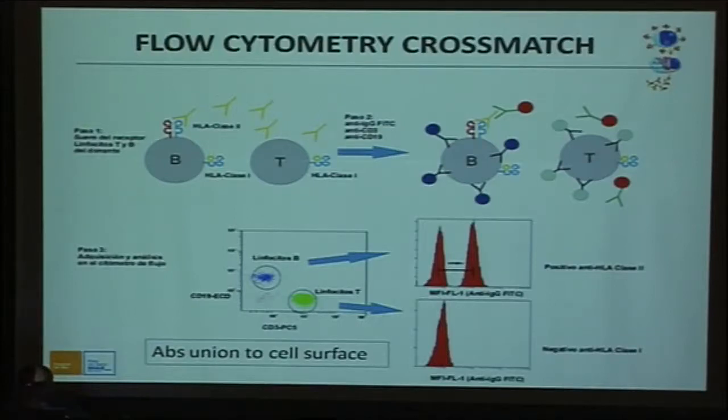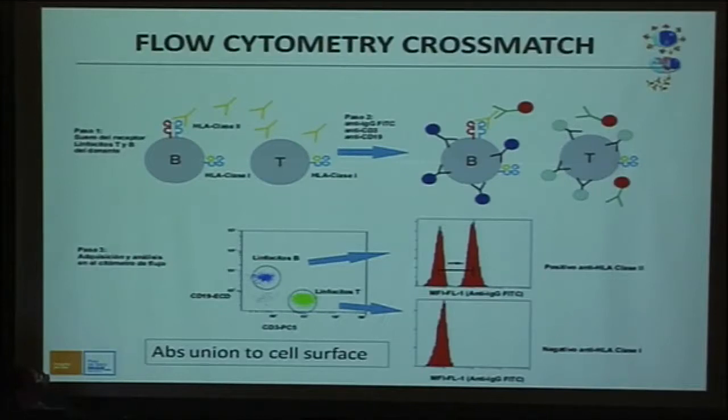This includes B cells and T cells. And the main issue with the B and the T cells is that the T cells, the T lymphocytes, only have HLA class 1 antigens. So HLA-A, HLA-B, HLA-C, etc. But the B lymphocytes also have HLA class 1 and also HLA class 2 antigens.